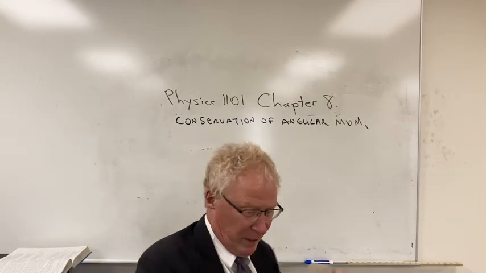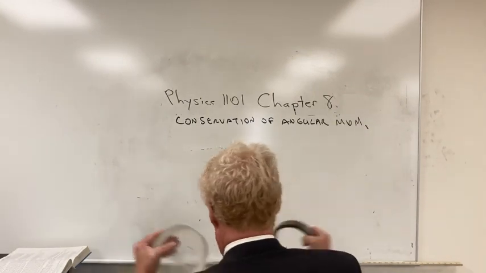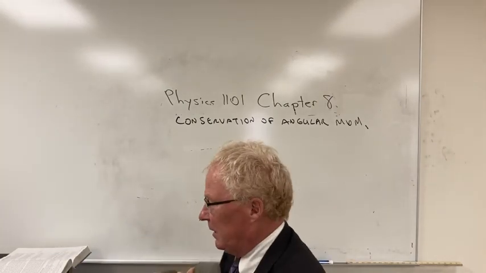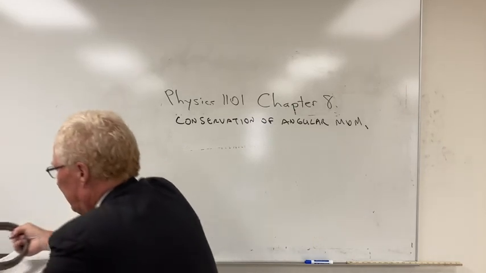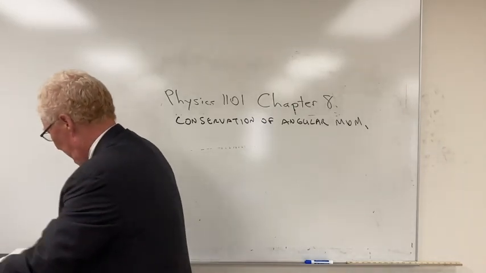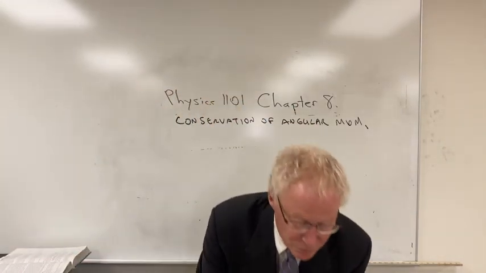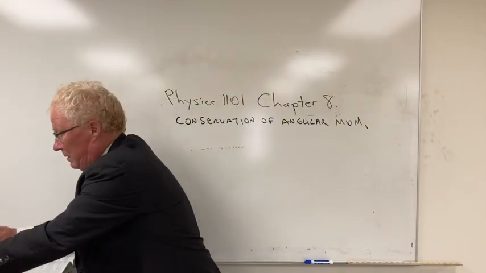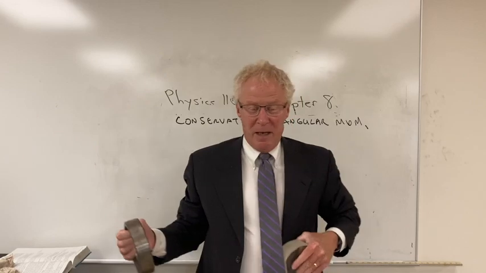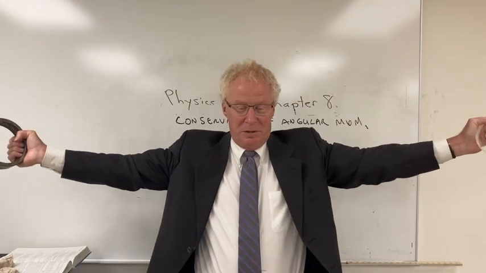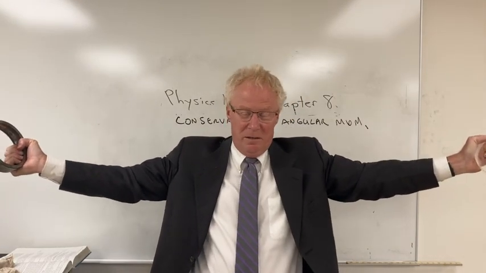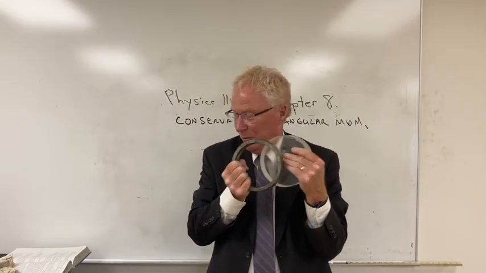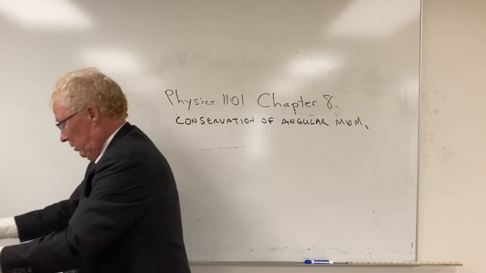Notice how I pull them back in. Notice what happens when I extend them. I slow down. When I pull them back in, I speed up again. This is conservation of angular momentum. When my arms are out, I have mass, but the R is much larger, so my moment of inertia is higher. When I'm pulling them in, they're much closer, and my moment of inertia is smaller.